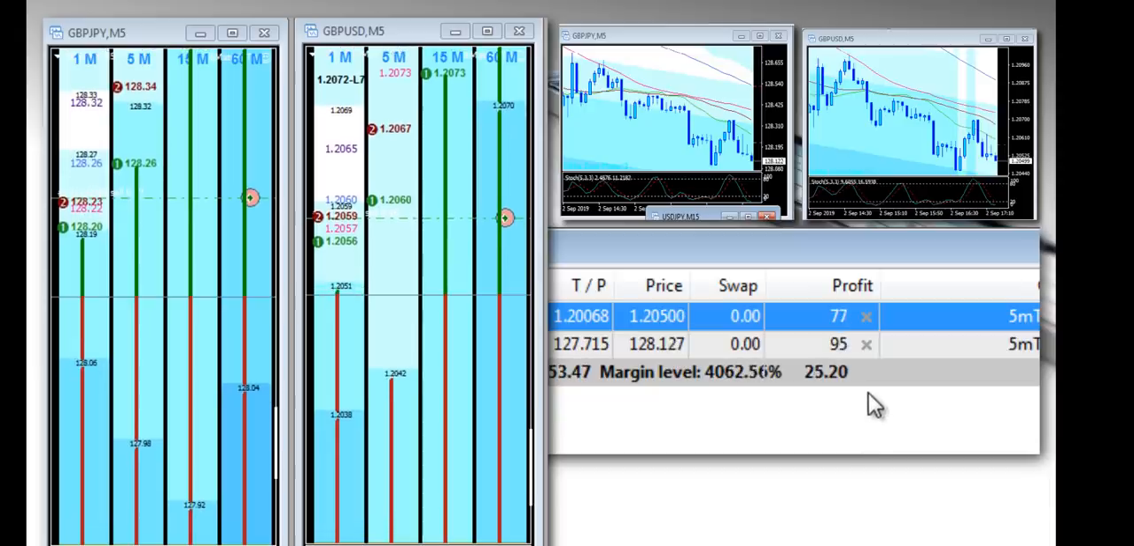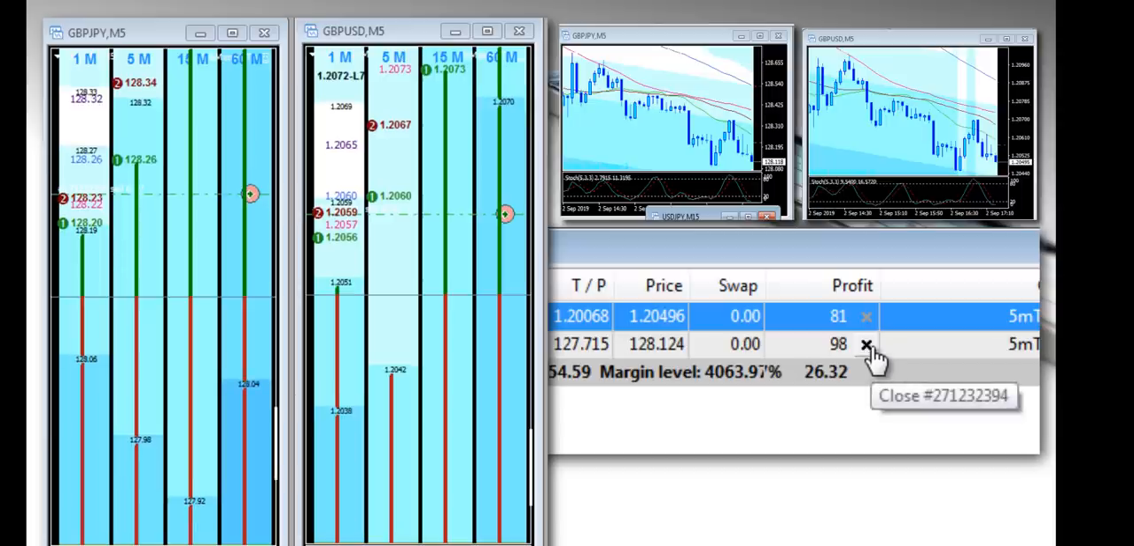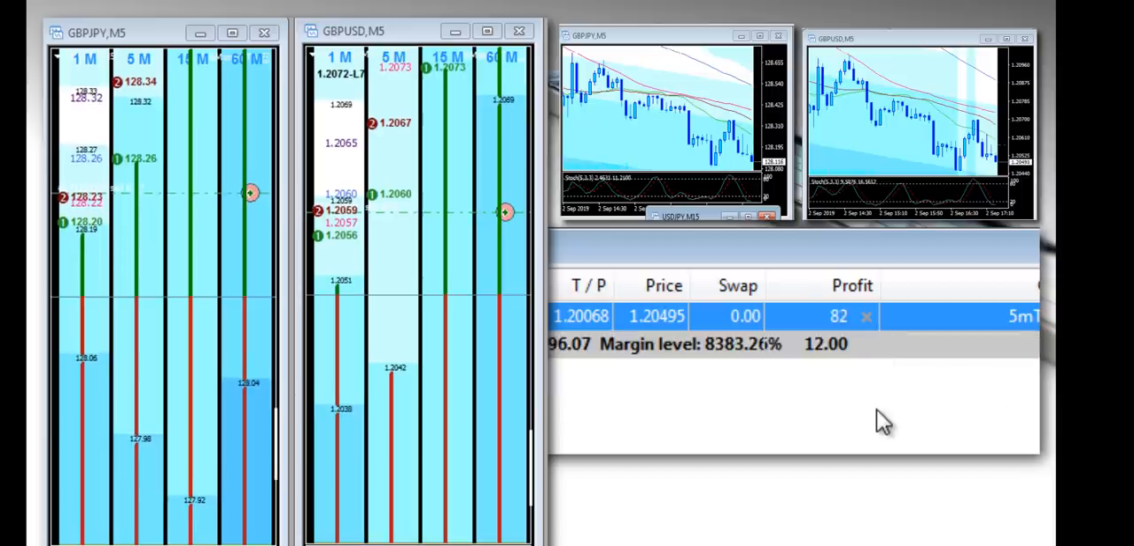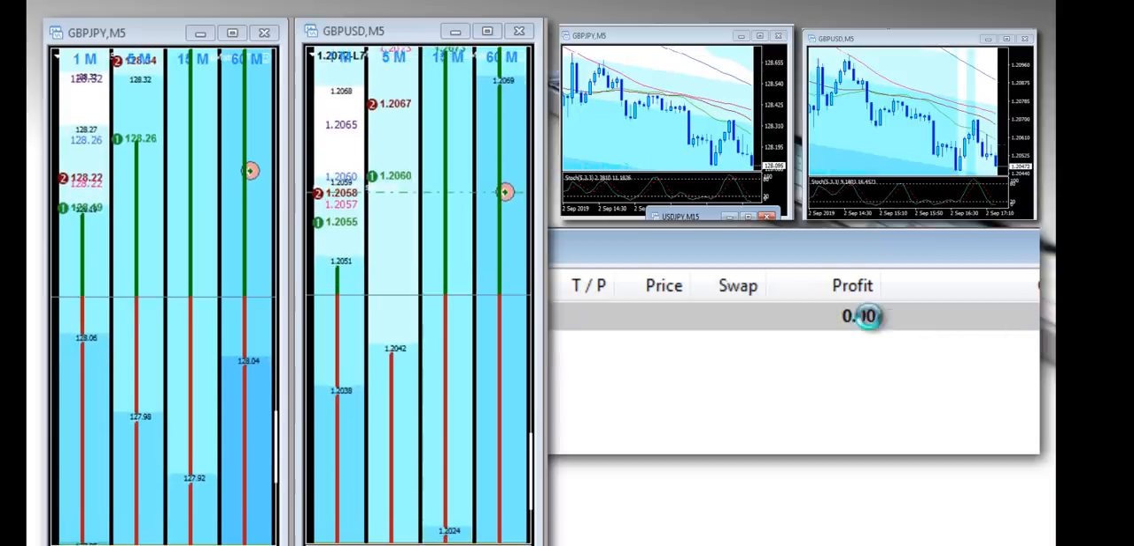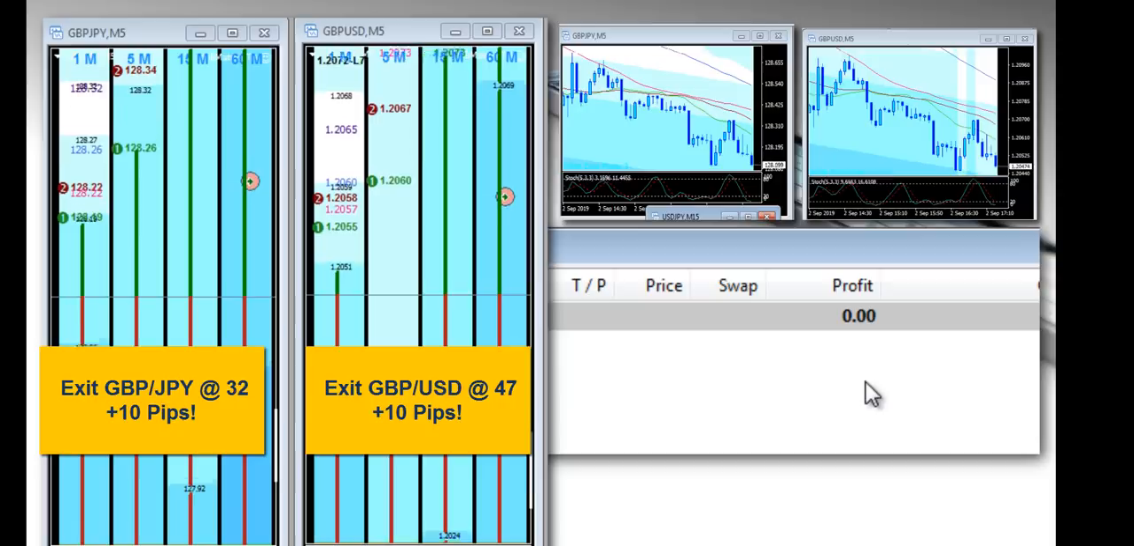Let's go. Here's about 10 pips, right? There's 10. I'll take 10 on pound yen. We got 8 on the other, so why not? Let's take 10 on each. All right. There's 10 pips on both of those trades.